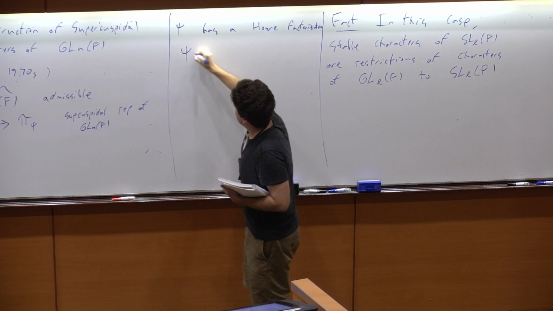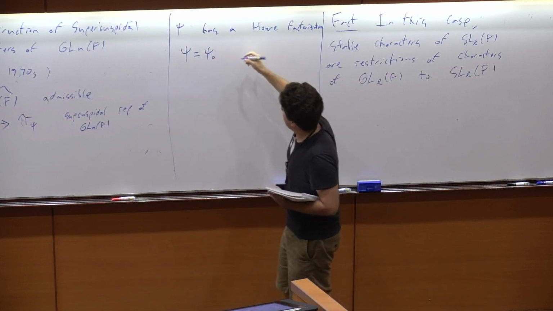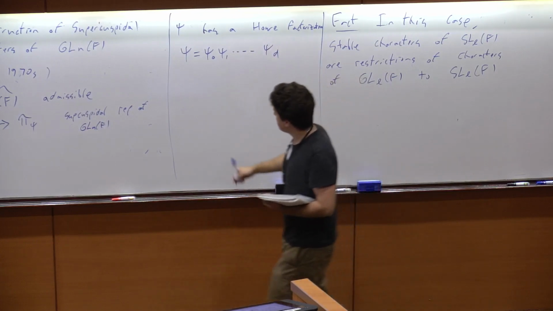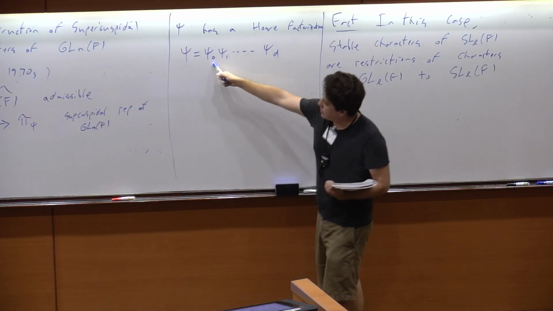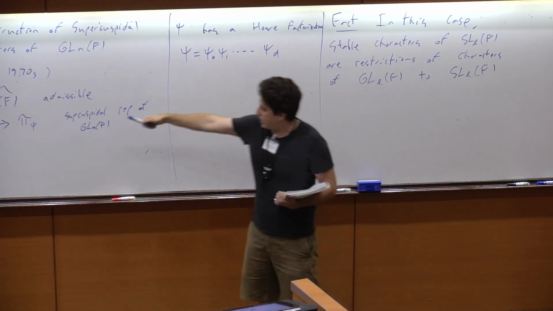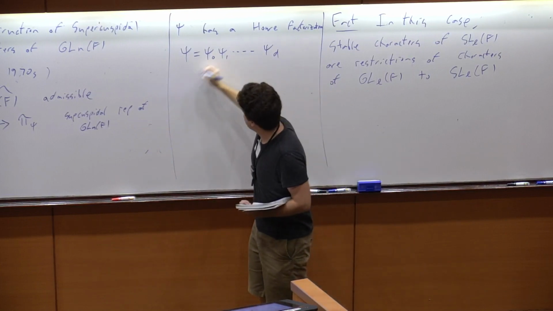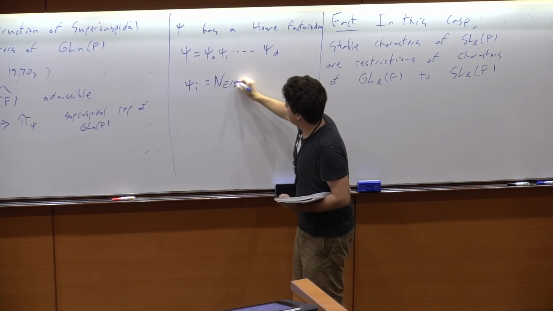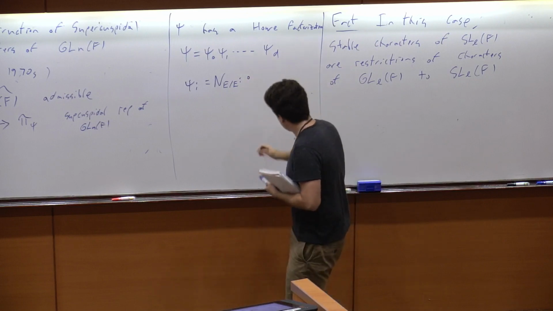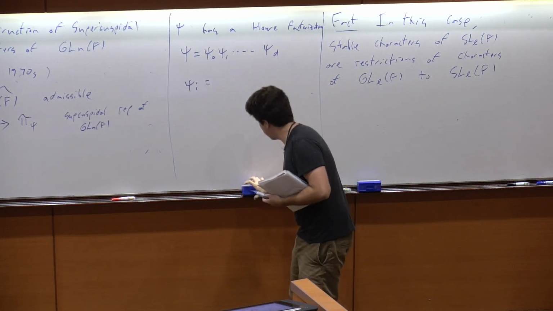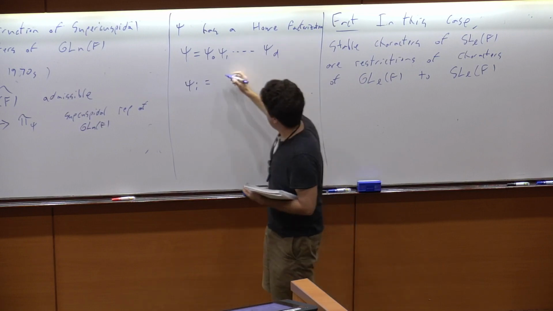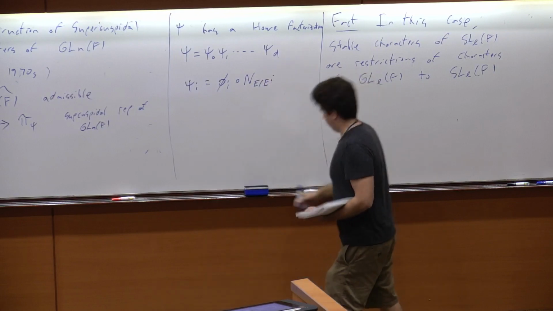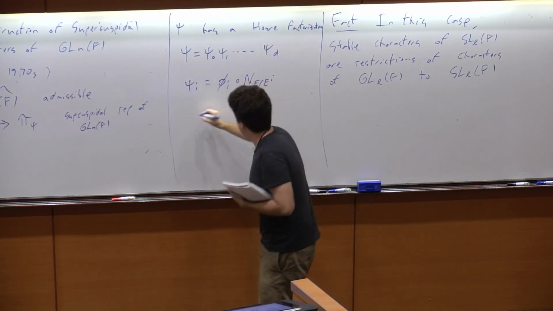So you can write psi as a product of characters psi sub 0, psi sub 1, down to psi sub d, where psi sub 0 is just a genuine character of E which doesn't factor through a norm map, but going down, we have that psi sub i factors through some norm map of a smaller field, where we have a tower of fields.